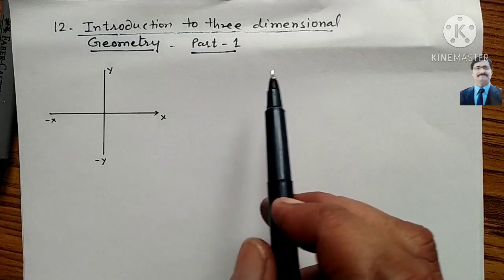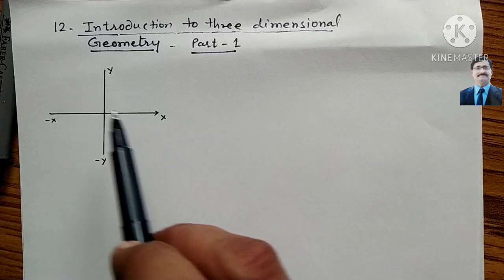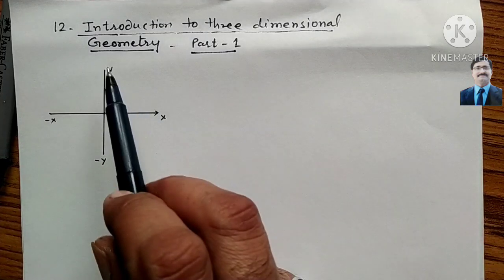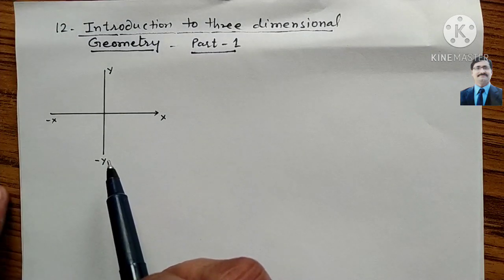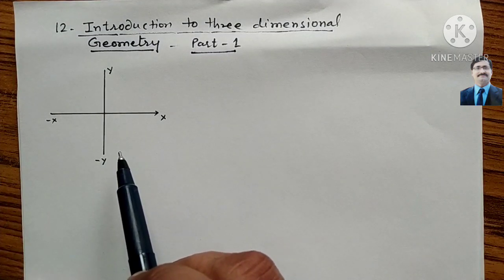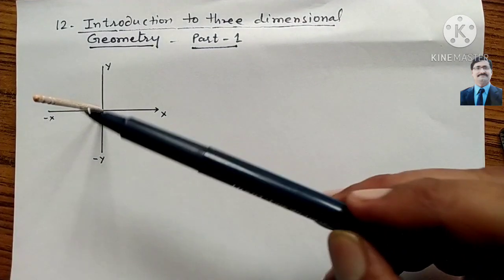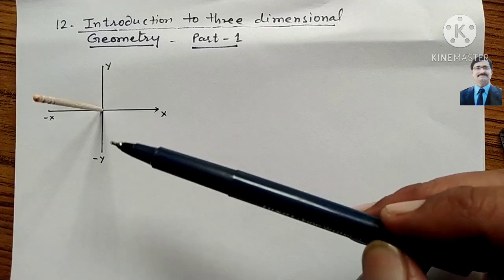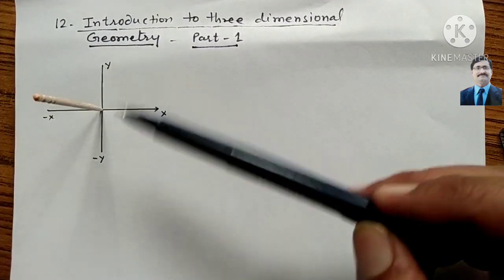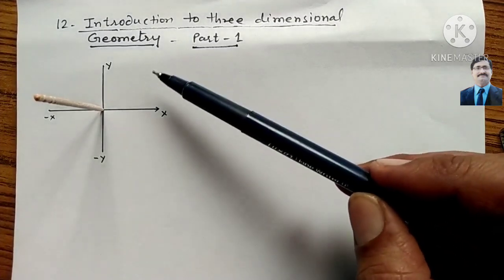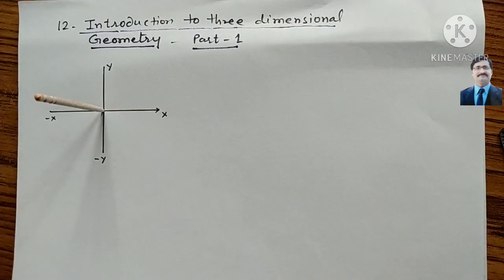Look here, in two dimensions we already completed. In two dimensions we can see the x-axis and y-axis, and in three dimensions we will have one more axis, that is the z-axis. So you can understand this is the z-axis, and here the positive z-axis is here, and the negative z-axis will be downward. So this total space is divided into 8 parts.